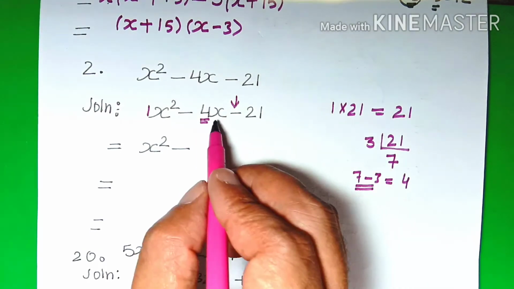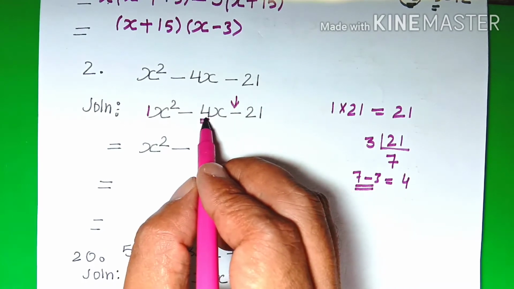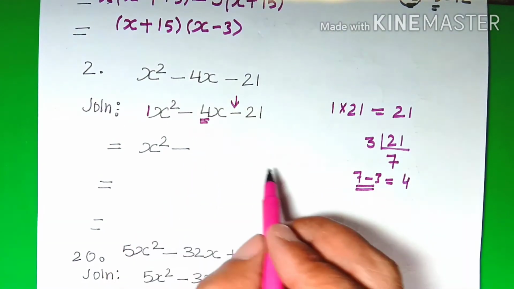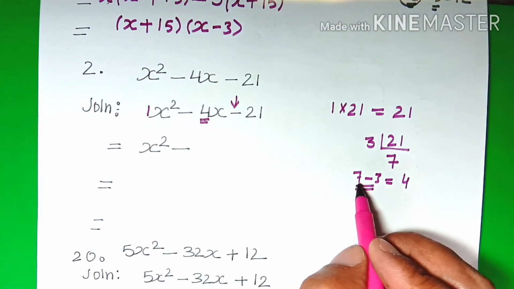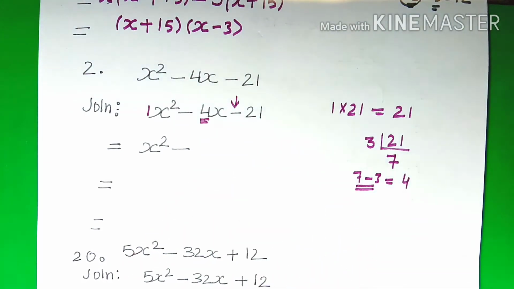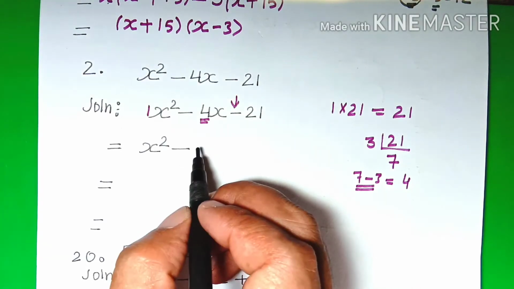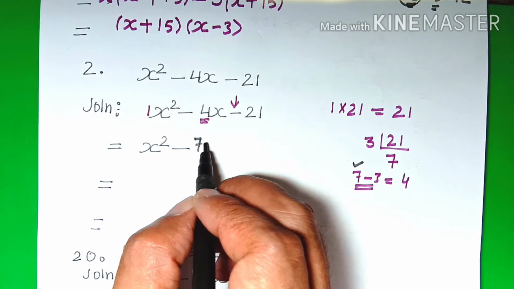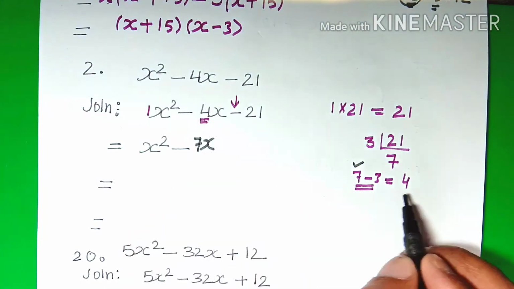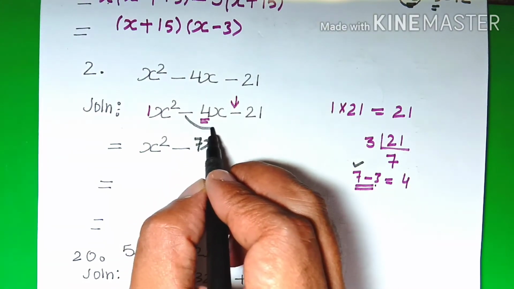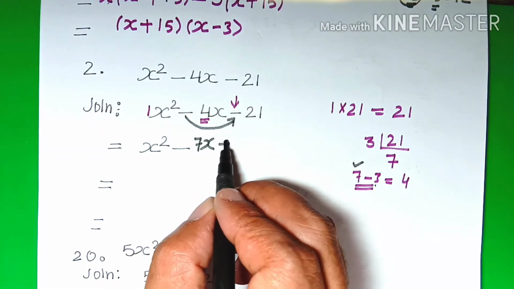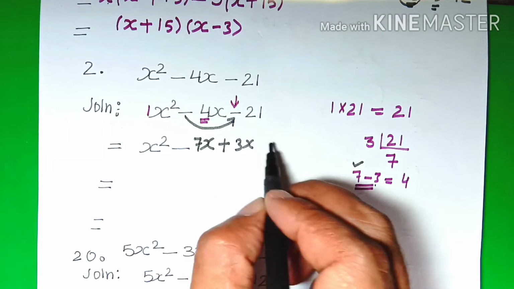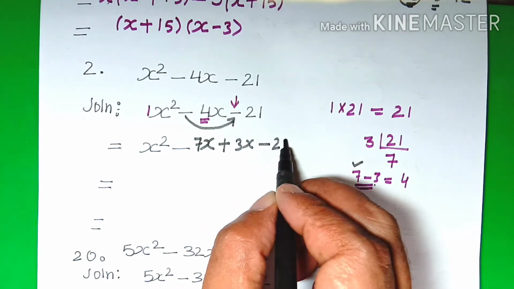If you fail to get here the difference, which is 4, then again you'll have to take a trial with another table. Now this 4 can be replaced with the help of 7 and 3. So how to write here? First we take the bigger value here, which is 7. That can be taken here, 7x. Now before we take the second number, multiply these two signs. Minus minus are plus. After that we have here 3x. The third value we drop as it is.